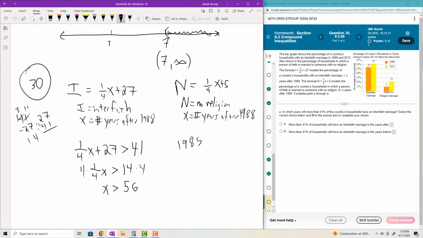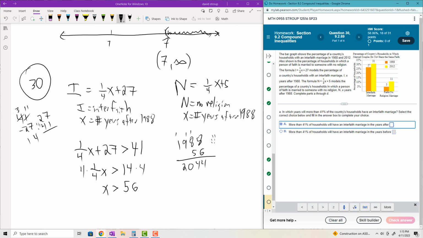So add 56 here: 9 plus 5 is 14. So after the year 2044, 41% will have this interfaith marriage.